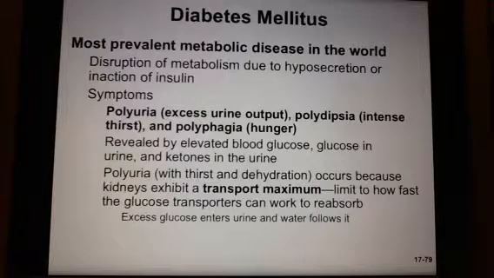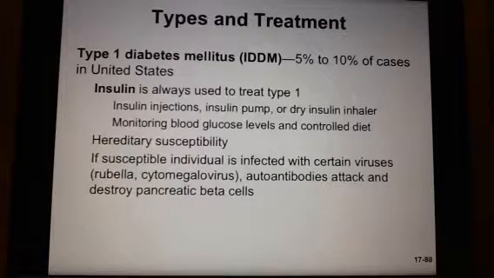So let's look at the two types of diabetes. Type 1 is the one that we see onset in juveniles, and so that's 5 to 10% of the cases. In type 1 diabetes, insulin is always used to treat it. So insulin injections or a pump or an inhaler, depending on the severity. And they're monitoring their blood glucose levels throughout the day and have a controlled diet based on how far off their glucose levels are. This is inherited, and so that is type 1.